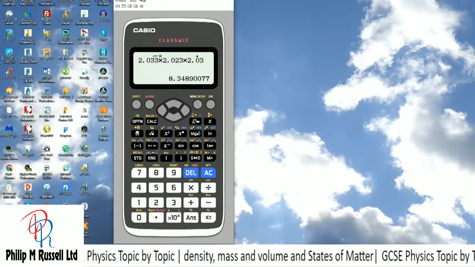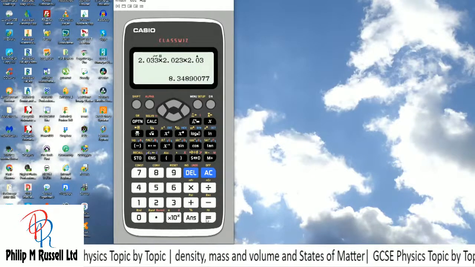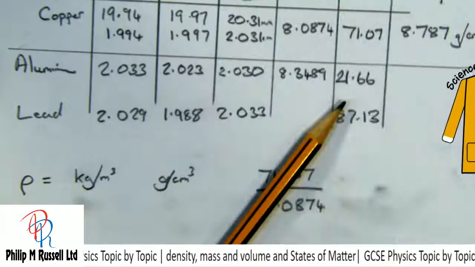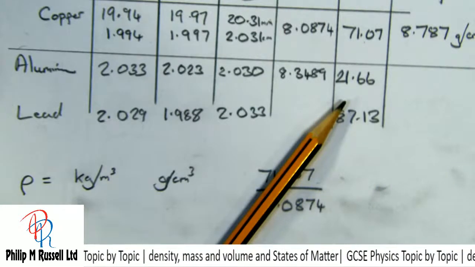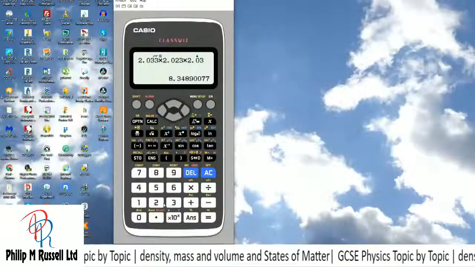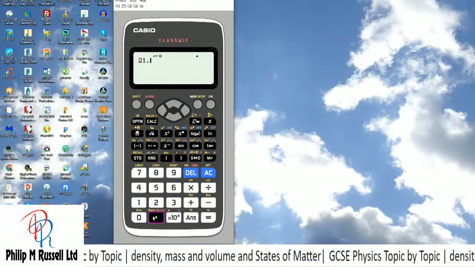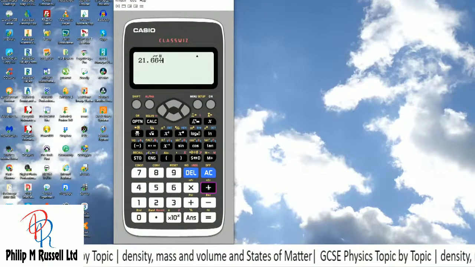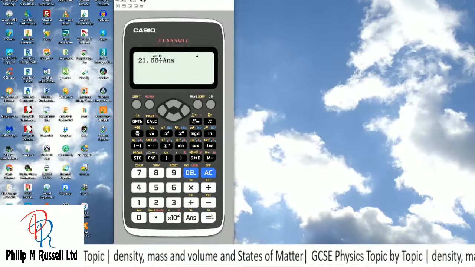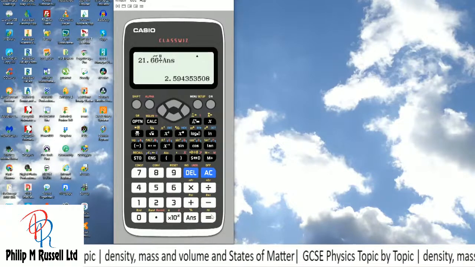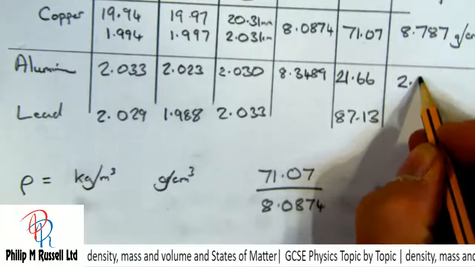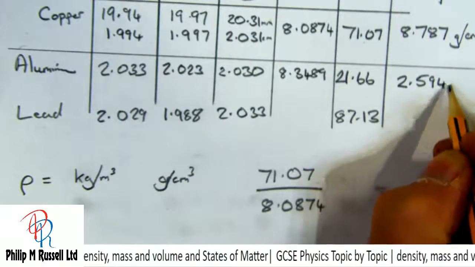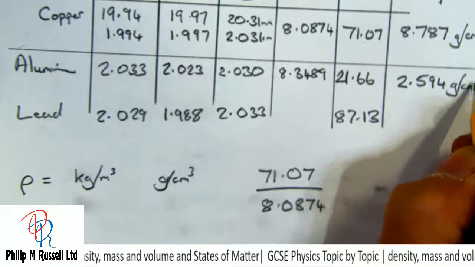It's going to be mass divided by volume. My mass we've got here is 21.66. So let's go back to the calculator, and we've got 21.66 divided by my answer, which gives us here a density of 2.594 grams per centimetre cubed.